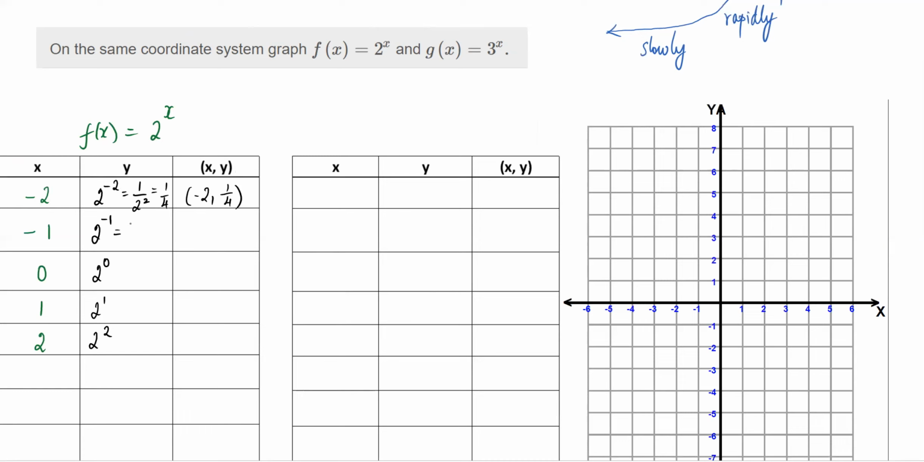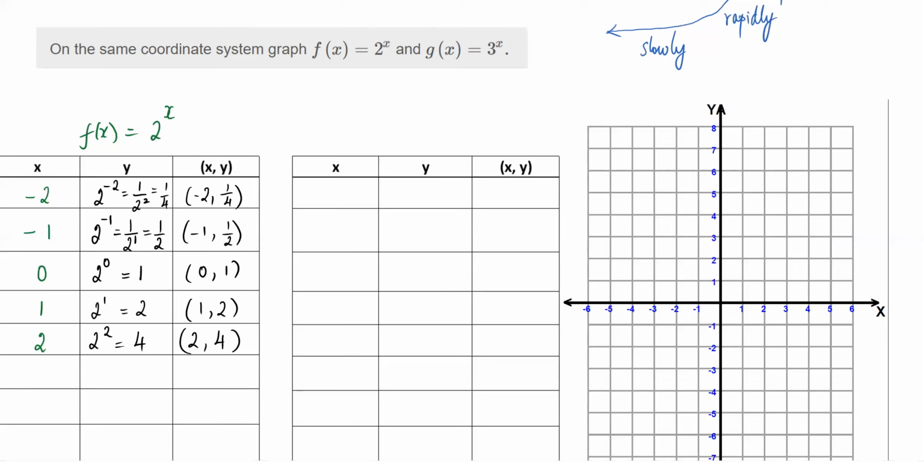Again here, negative exponent, so flip the base, change the sign, which is 1 over 2. Negative 1 comma 1 over 2. These are positive powers, so no problem. Anything power 0 is 1. We know this from the 0 exponent rule. So 0 comma 1. 2 power 1 is 2. 2 power 2 is 4. So 1 comma 2, 2 comma 4.